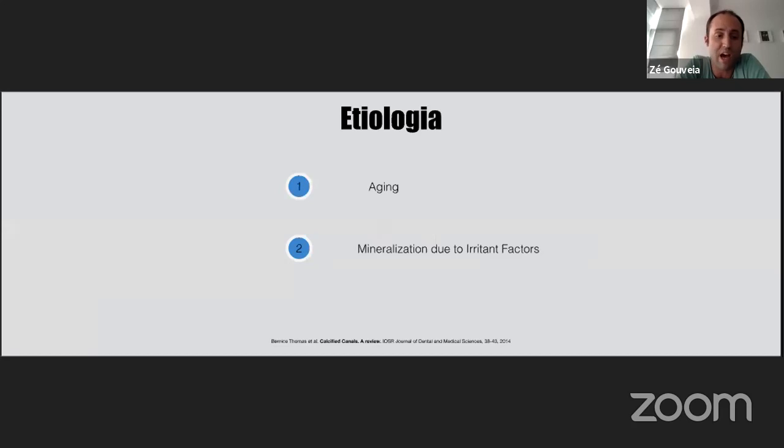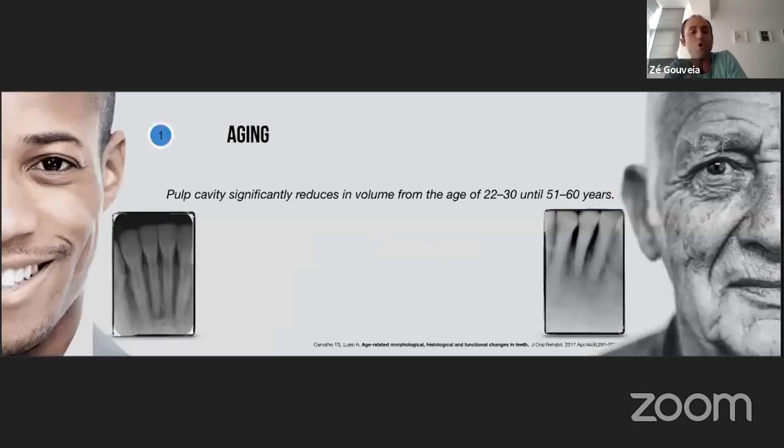Today we won't have time, nor am I the best person, to talk about all these factors in detail. Only to refer that it's normal to expect a significant reduction in pulp cavity size with age due to a lifelong deposition of secondary dentin. We see that every day in our practice.